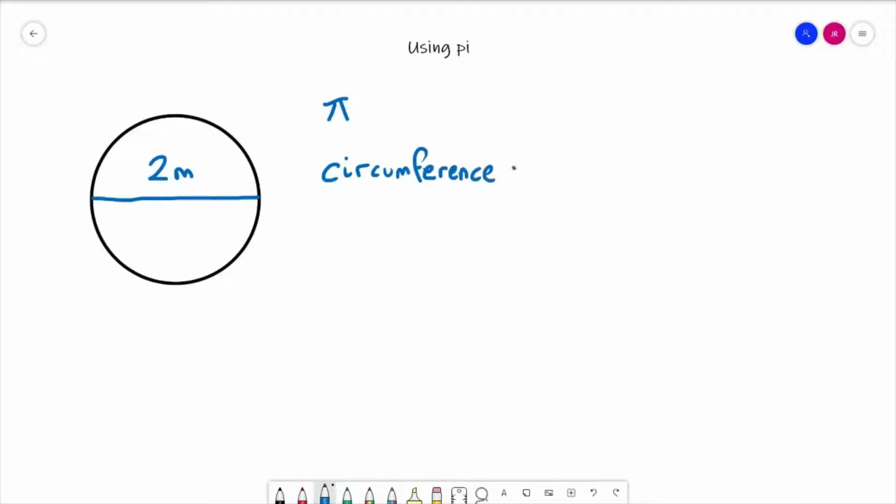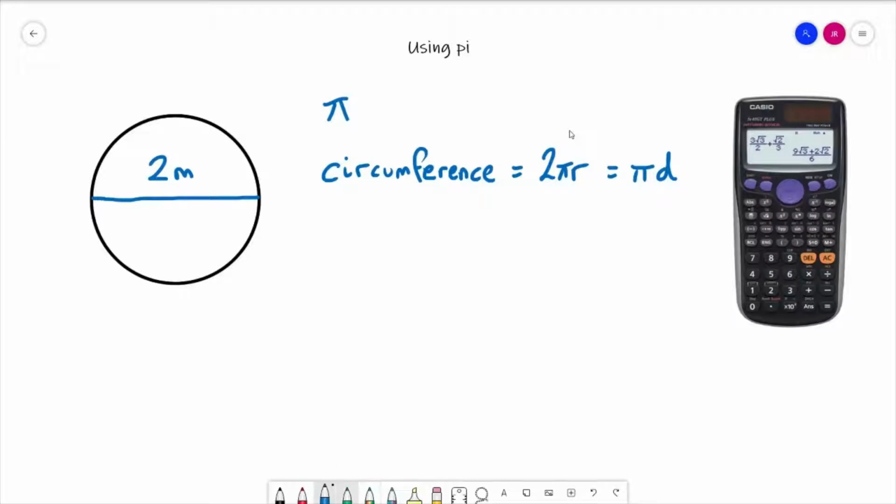Okay, so the circumference, different people do it in different ways. We can either use 2 pi r, but of course, because we've got the diameter already, we might as well just use pi times the diameter. Now, when you put that into your calculator, you will do 2, and then you will use the pi button. In order to get the pi button, we press shift, and then pi is there, so we press the times 10 to the x button to get pi, and hit equals.